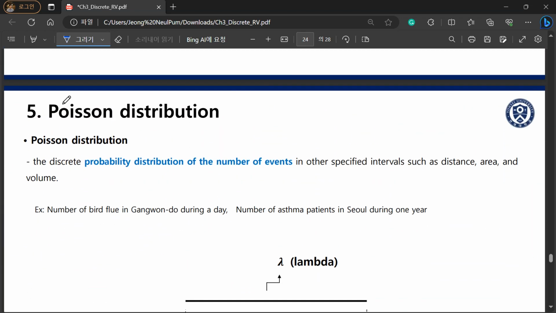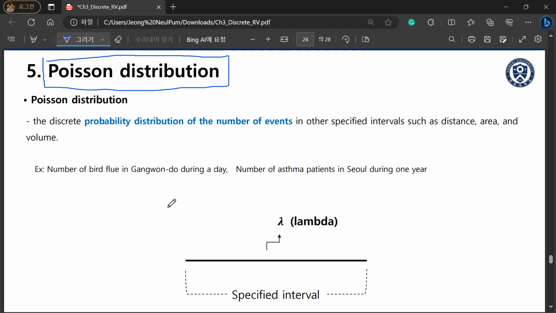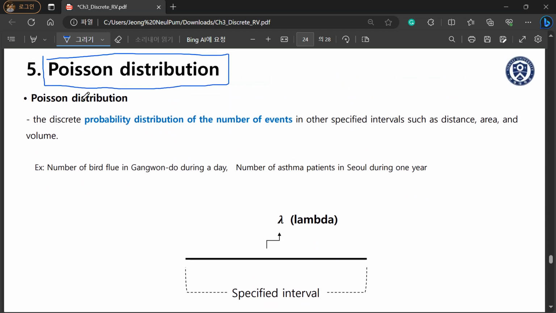And the next thing, and the last thing for this week's class, is the Poisson distribution, which is also famous in statistics. The Poisson distribution is usually used when we deal with a count number. When we usually deal with a number of events in some specified intervals, then we usually use a Poisson distribution for dealing with that case.